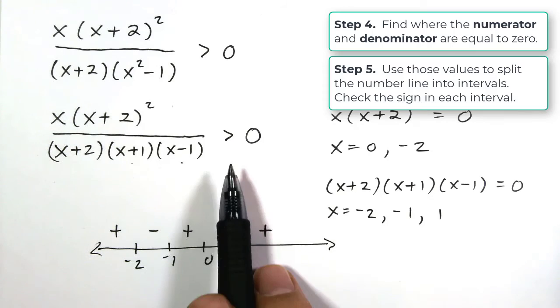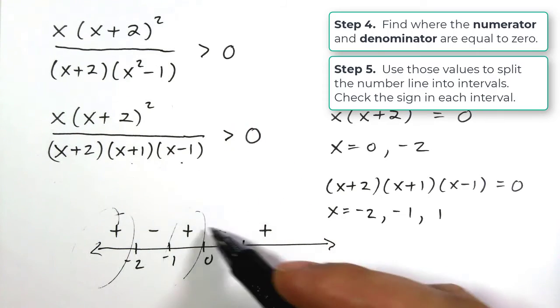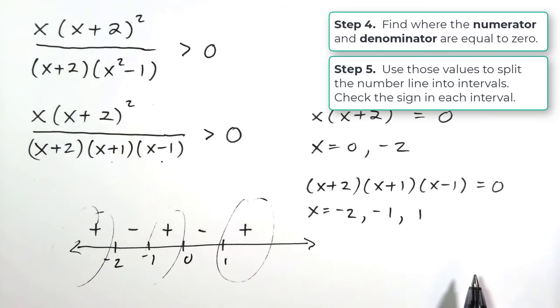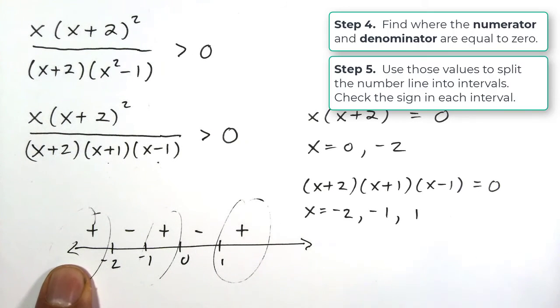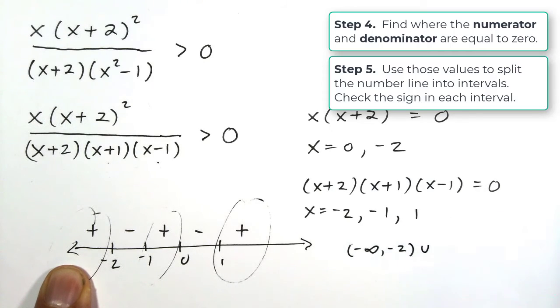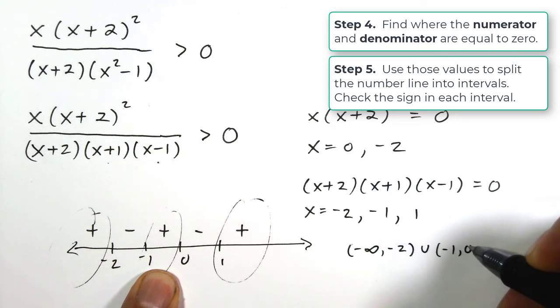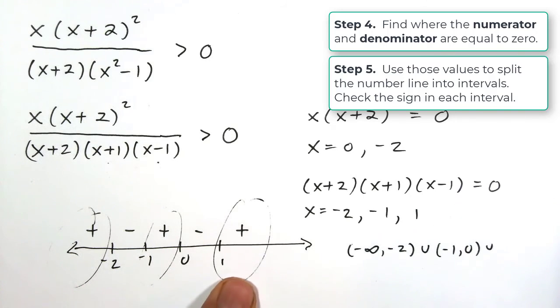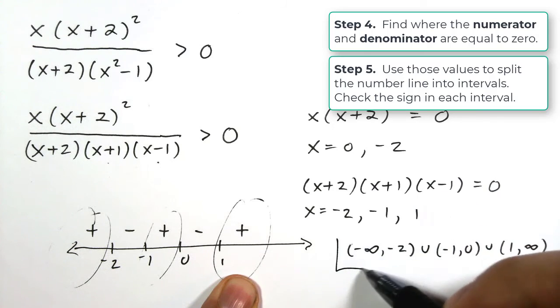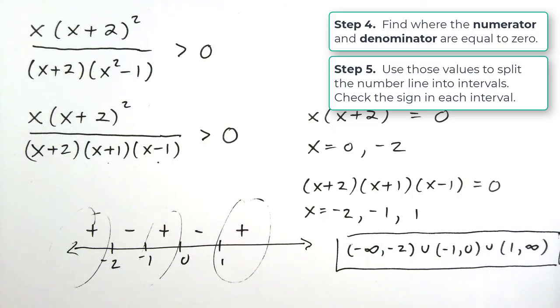Now, what are we looking for? We're looking for where it's positive. So that's these intervals here. So my answer is going to be this interval, which is negative infinity to negative 2, union negative 1 to 0, union 1 to infinity. That is the answer in interval form.